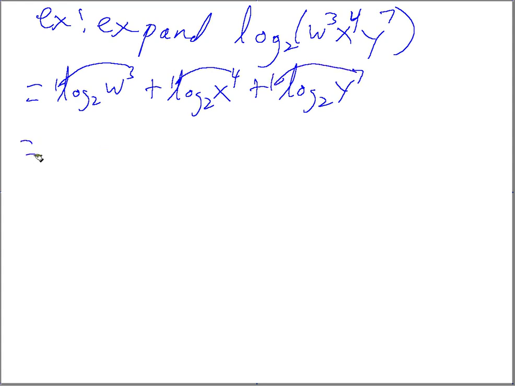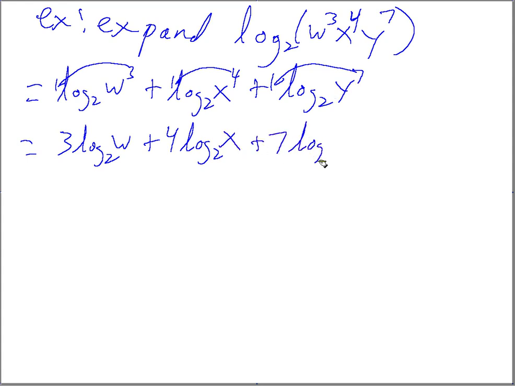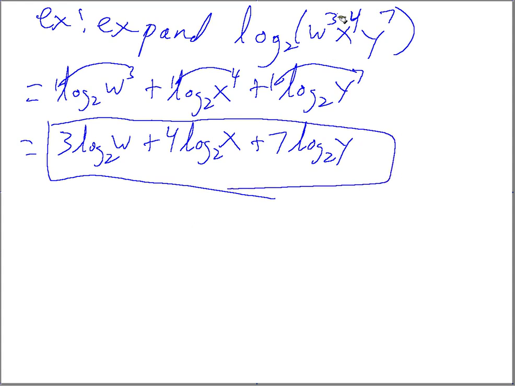So in other words, this final answer is going to be what? 3 log base 2 of w plus 4 log base 2 of x plus what? 7 log base 2 of y. So this is the expansion of that product inside the log. Can we see that? From here to here. This is called expanding it out.